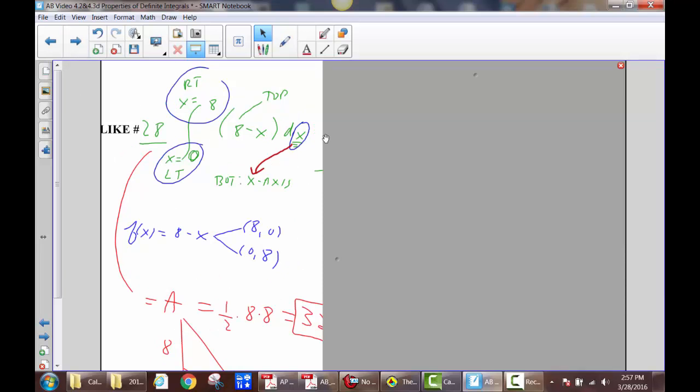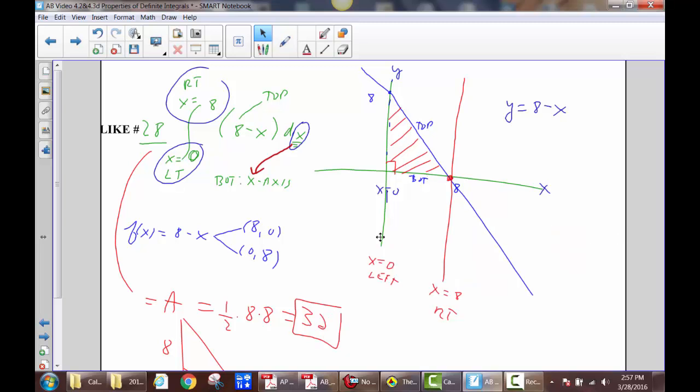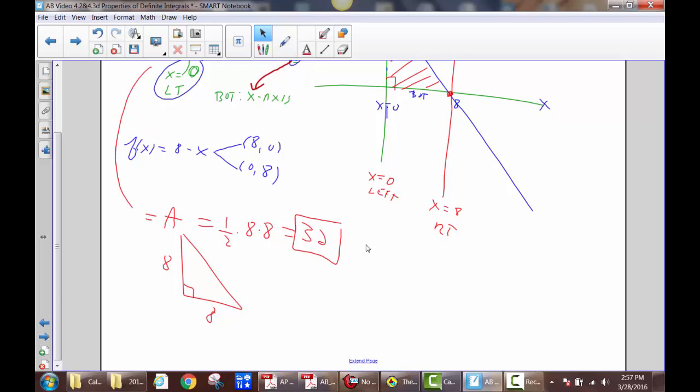Here's another one. Left border x equals 0, right border x equals 8. The top border is y equals 8 minus x, which has a y-intercept of (0, 8) and an x-intercept of (8, 0). So there's your left and right borders, your top border, and your bottom border is the x-axis. Again, another right triangle. Again, 1/2 leg times leg.